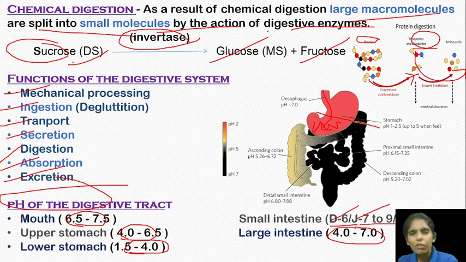All the alkaline fluid that has been secreted in the small intestine will be reabsorbed and there will not be any alkaline fluid left. So that's why the pH will again become 4.0, that is, it will again become acidic. So that is about the pH levels of the digestive tract.